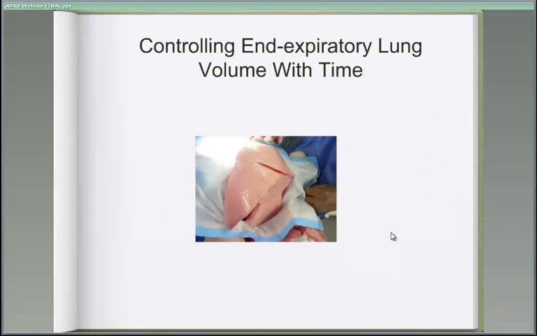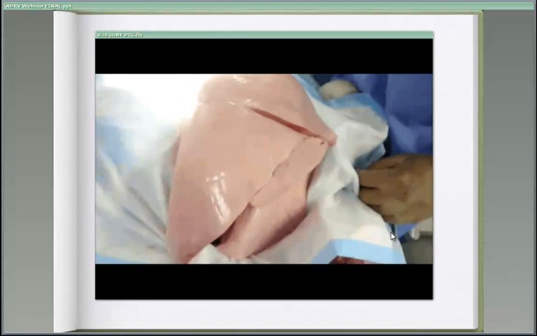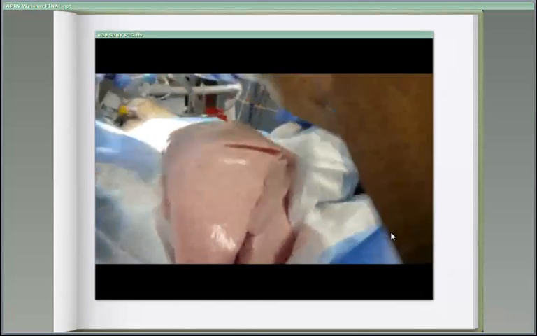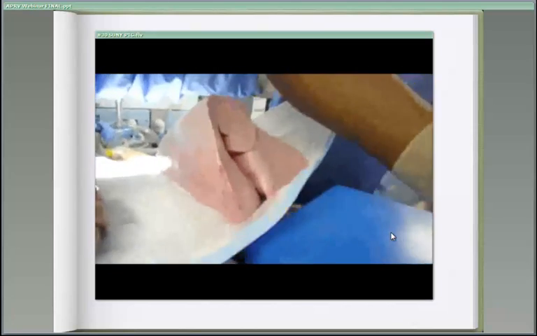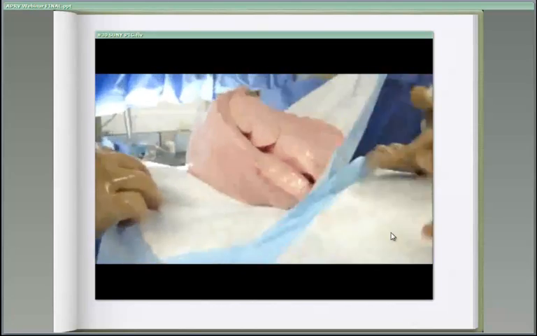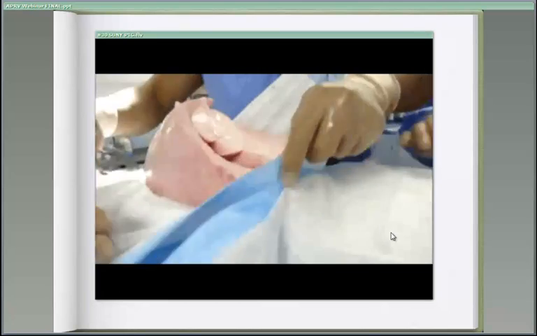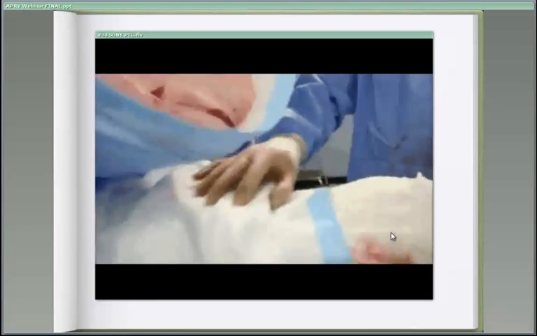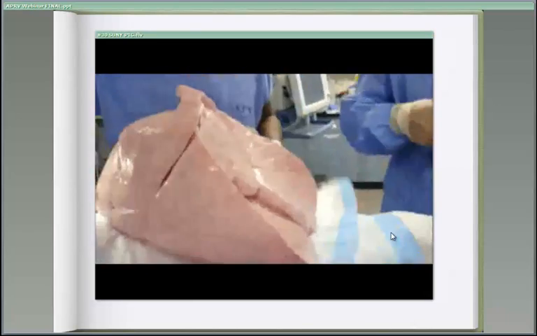Now, I want to show you some of the experiments we've been doing on APRV, and I want to talk about, again, the stress, strain, as well as amplitude. This is one of our pigs that was ventilated with APRV. We just finished a 48-hour experiment, which I'll discuss later on. But I want to show you what APRV looks like outside the chest.